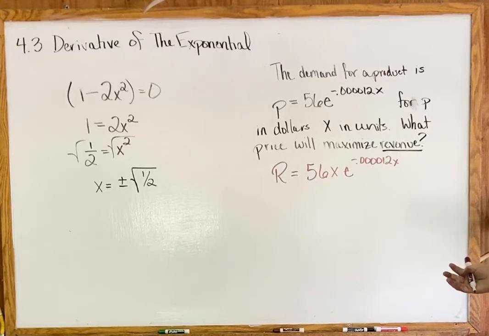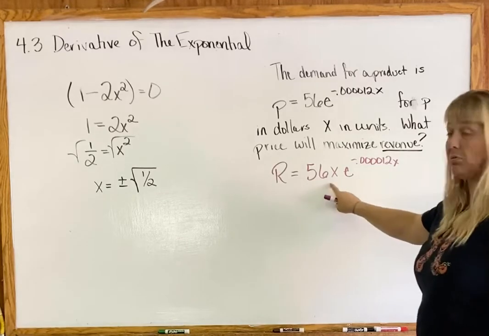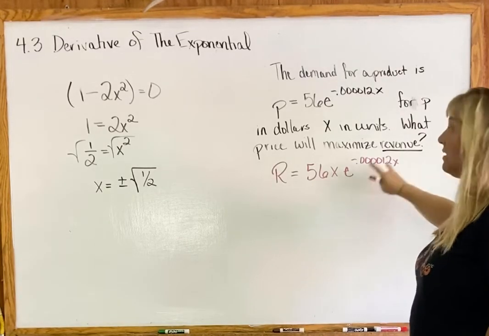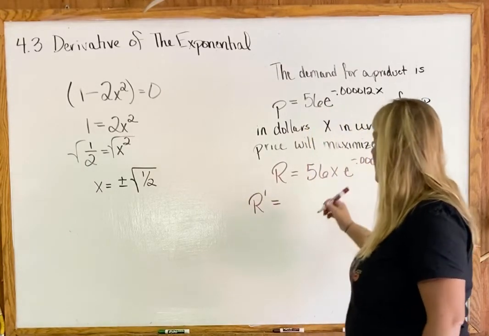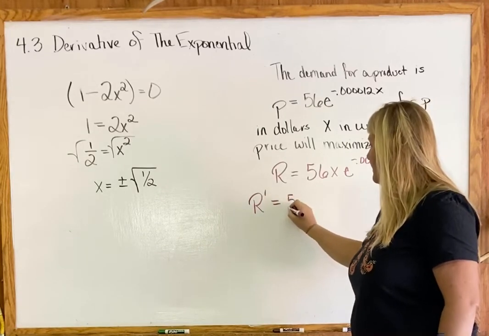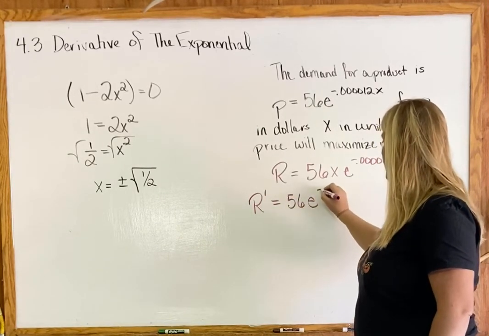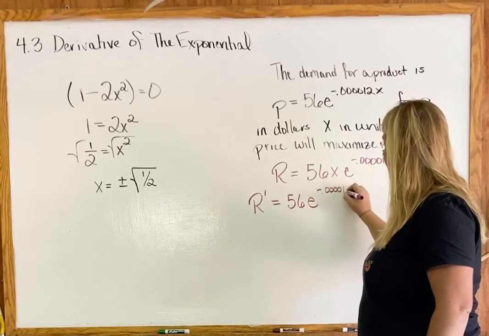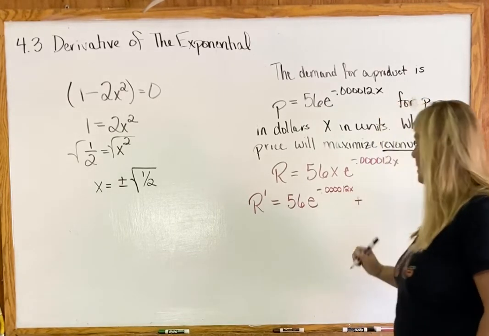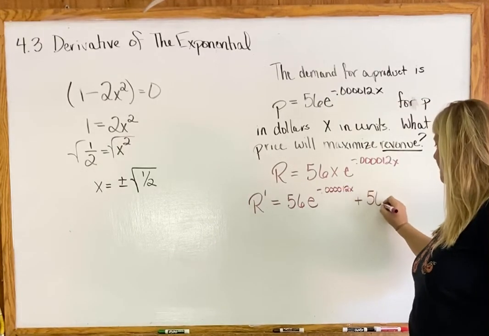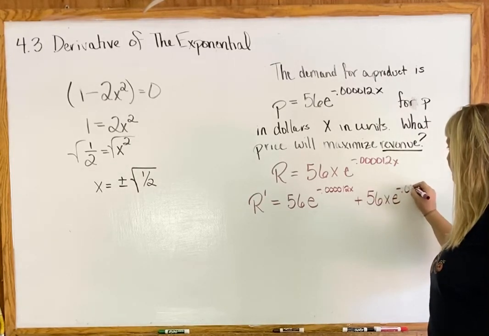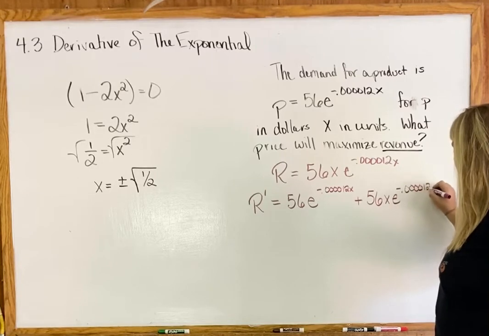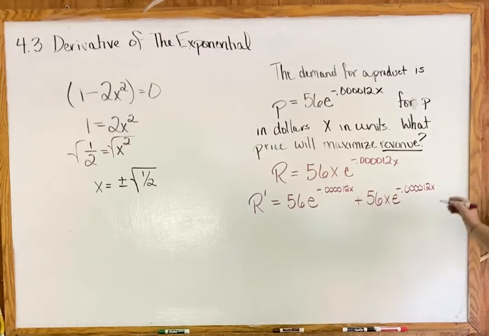We want the derivative of that guy. So because of the x, we got that product rule going on again. And because of the e to the x, we've got the chain rule going on. So let's see what we get for r prime. So derivative of the first guy, which would just be 56, leave the second guy alone, plus leave the first guy, 56x, write down the second guy, and then take the derivative of its exponent, right?